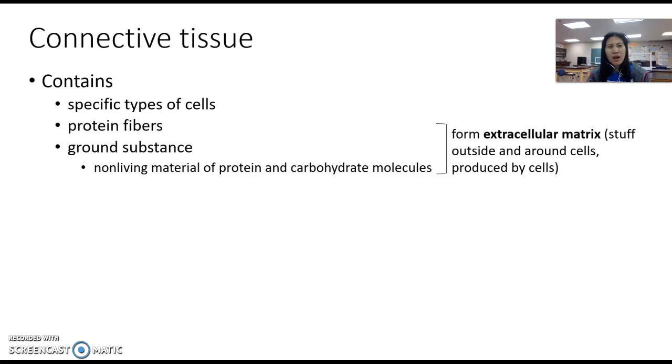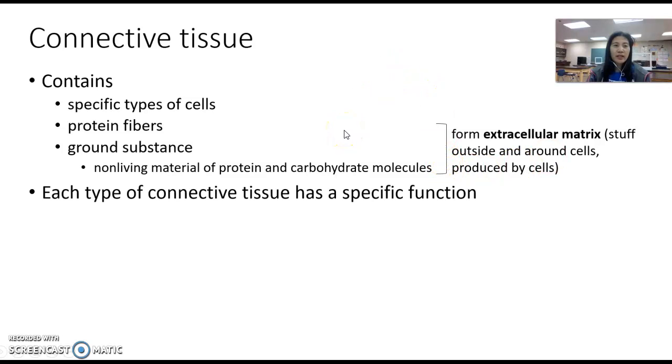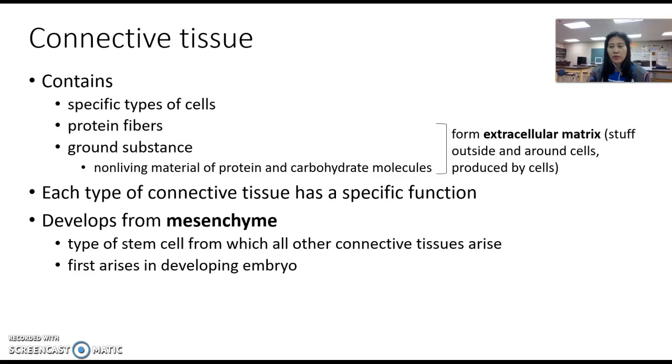Miss A, what are ground substances? They are non-living materials of protein and carbohydrate molecules, okay? And this forms the extracellular matrix. What is that? It is the stuff outside or around the cells that is produced by cells. And also, it is a specific type of cell. That's a connective tissue. And each type of this connective tissue has a specific function.